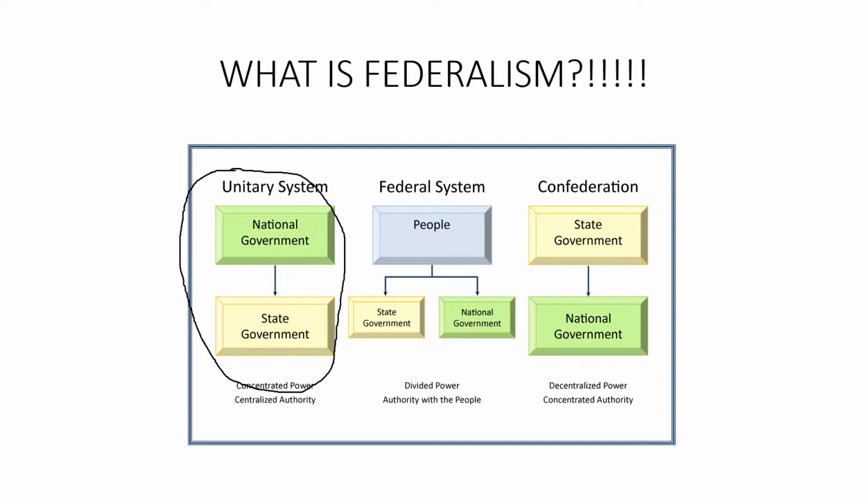Under the unitary system, the national government is the only sovereign government. The states are really not state governments, they're more like provincial governments. Now, this is not in every country in Europe. Great Britain has some differences, and so does the Federal Republic of Germany. But for the most part, this is the type of system that you would find in Europe.